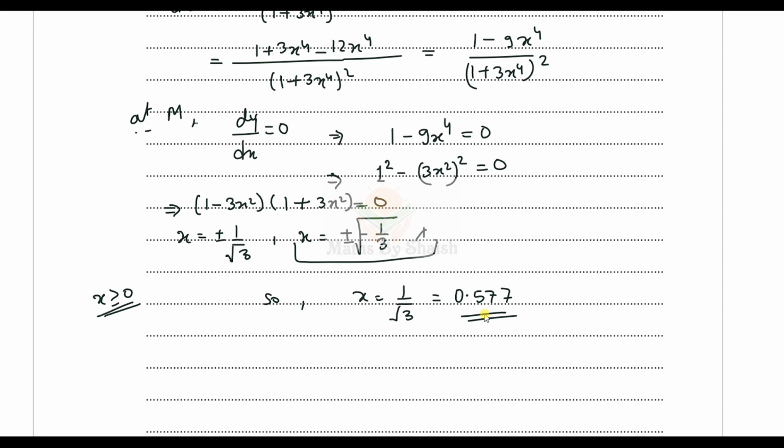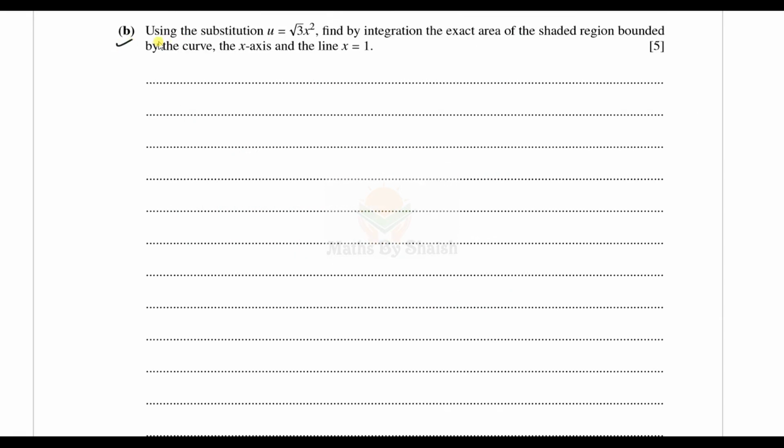Let's do the next part. So in part B, using the substitution u is equal to root 3 x square, find by integration the exact area of the shaded region bounded by the curve, the x-axis and the line x is equal to 1. So we know the curve is like this, and it is x is equal to 1, and the curve y is equal to x over 1 plus 3x to the power 4, and the maximum point is not required at all.